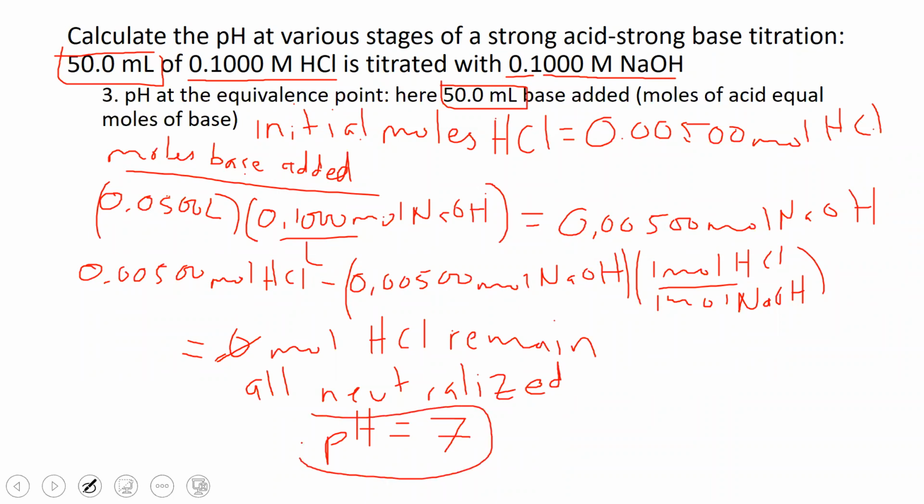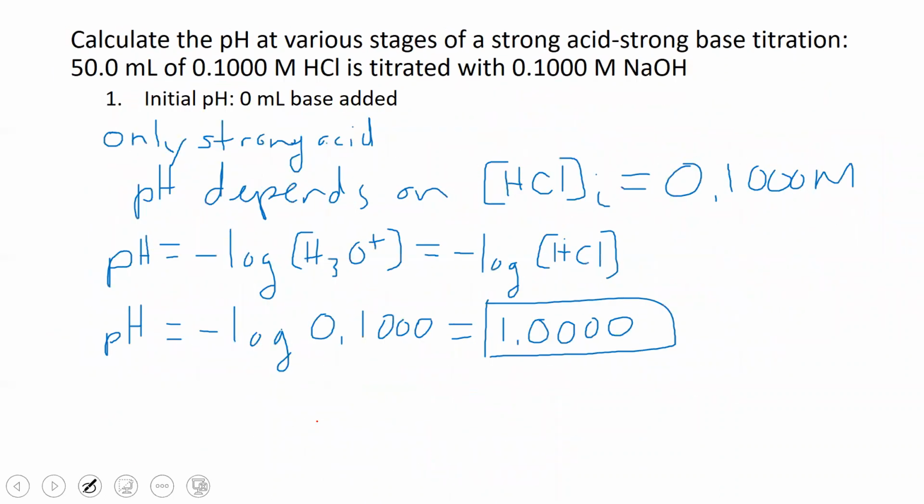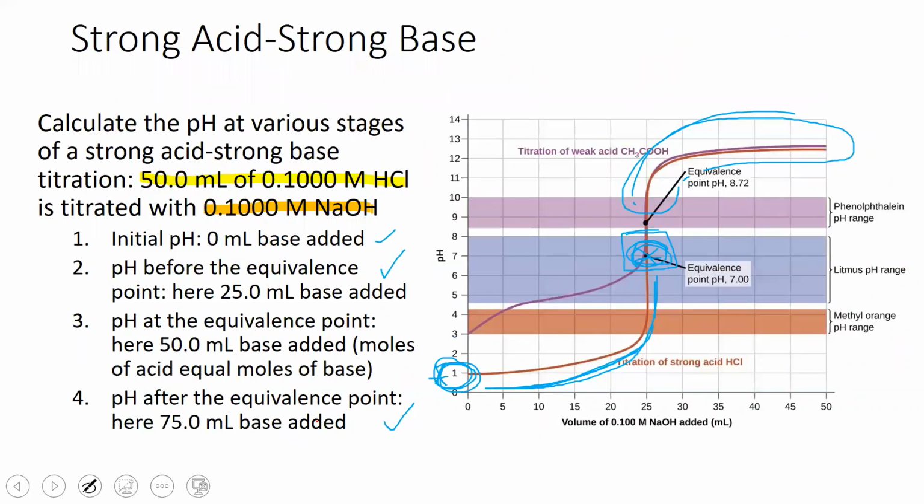So you really don't need to do much at that point because, hey, if you know it's the equivalence point of a strong acid, strong base titration, at the equivalence point, the pH is 7. So let's go back and look at our graph up here, right? So this is for the strong acid, strong base equation. The equivalence point there is going to be 7.